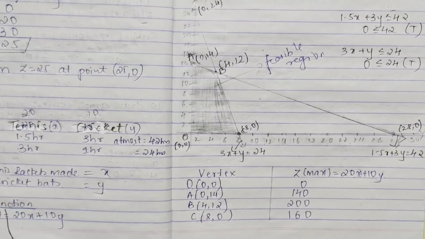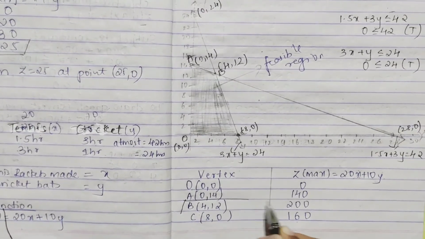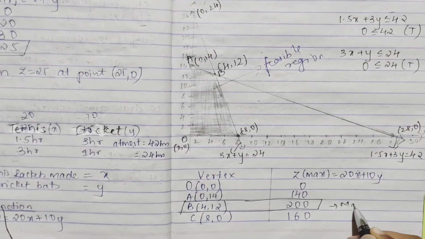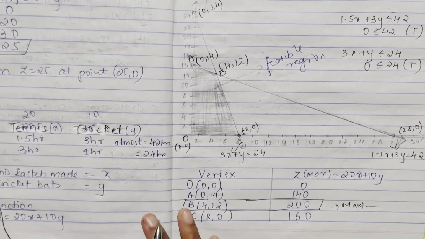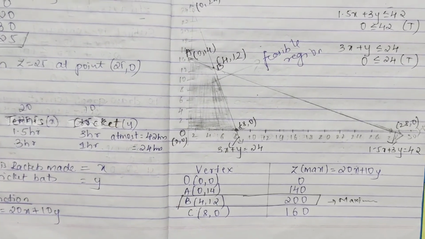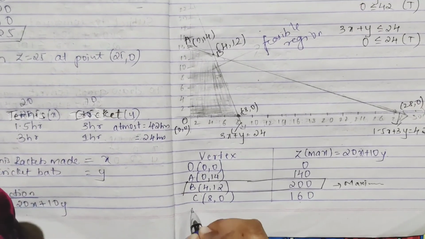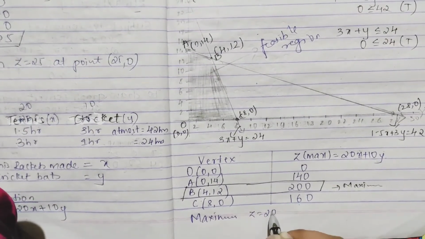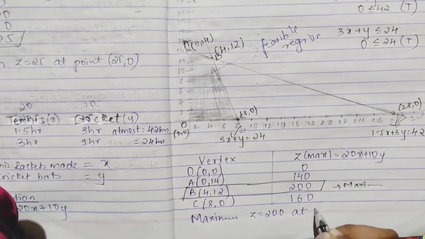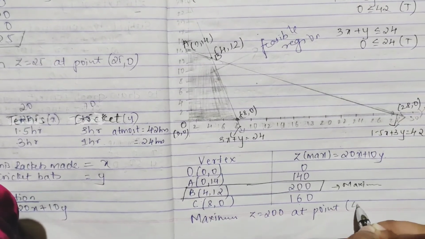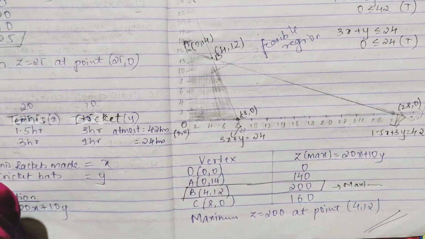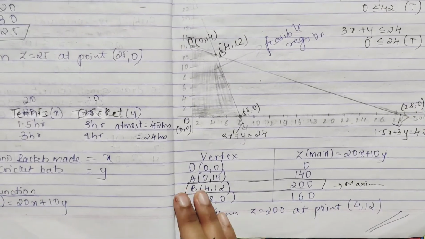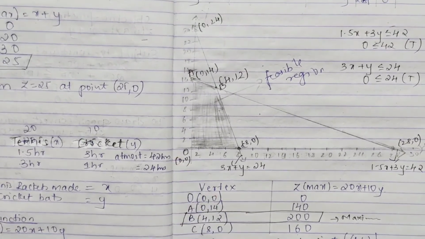They are asking for the maximum, so you can see here only, this is our maximum, right? So therefore you can write the maximum. You can write maximum Z is equal to 200 at point 4, 12. Okay, so this is your final answer. I hope it is clear. Please pause the video to note it down, students. Okay.